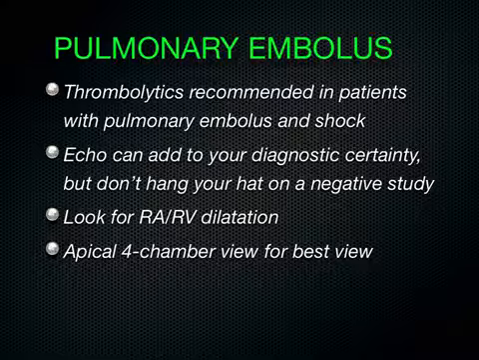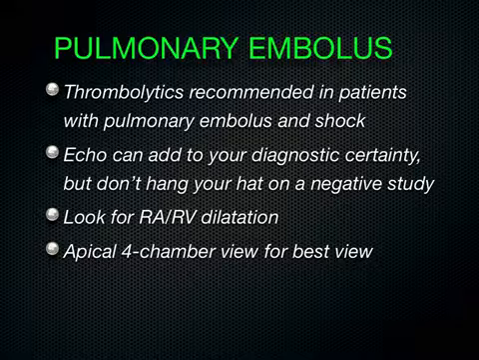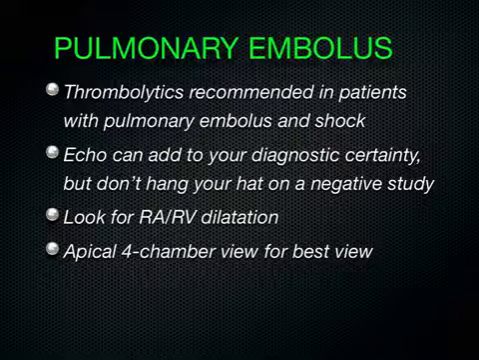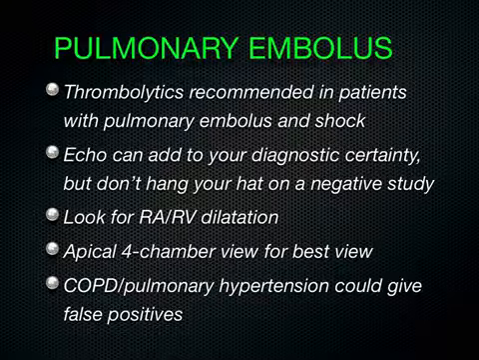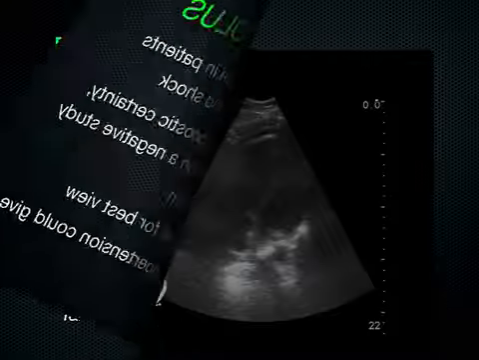This is a patient who's going to have a massive PE, who's got a very large RA-RV that's approaching or even bigger than the LA-LV. Okay, the apical four chamber is really a great view. I like parasternal long also, keeping in mind that COPD and pulmonary hypertension could give you some false positives. This is what it looks like.